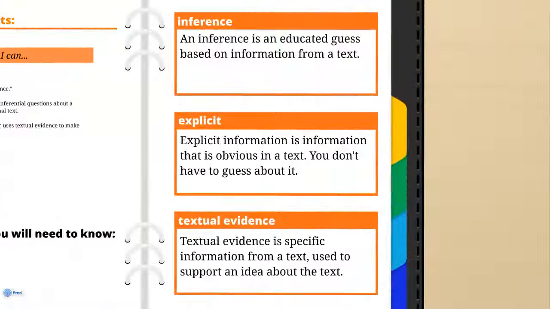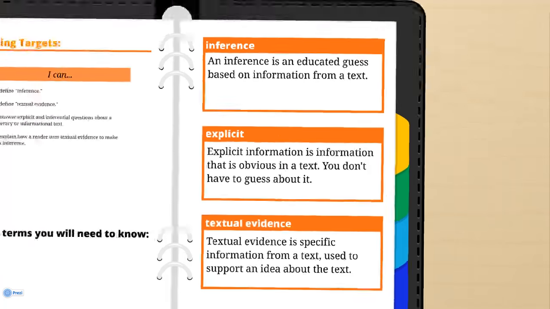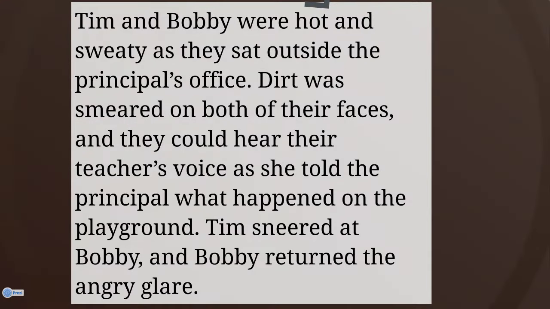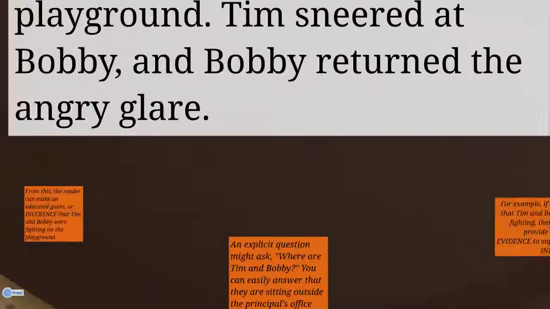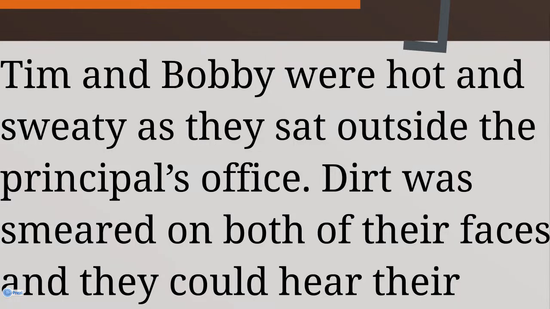The next word you'll need to know is the word explicit. Explicit information is information that is obvious in a text. You don't have to guess about it. For example, in this same paragraph about Tim and Bobby, an explicit question might ask, where are Tim and Bobby? You can easily answer that they are sitting outside the principal's office because this is stated clearly in the text. In the first sentence, it says, Tim and Bobby were hot and sweaty as they sat outside the principal's office.